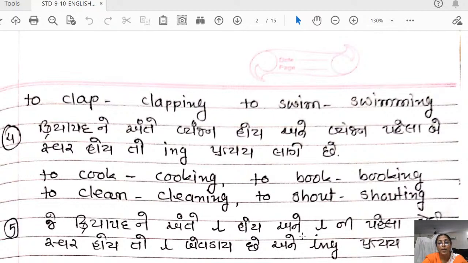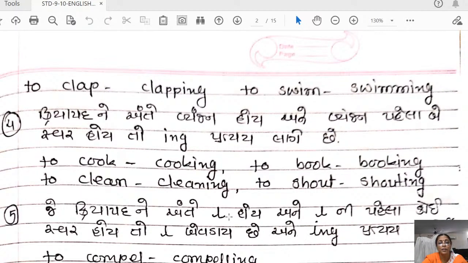So, when there is one consonant at the end of the verb and two vowels before the one consonant, it becomes ing directly after the verb. Now next, rule number 5.